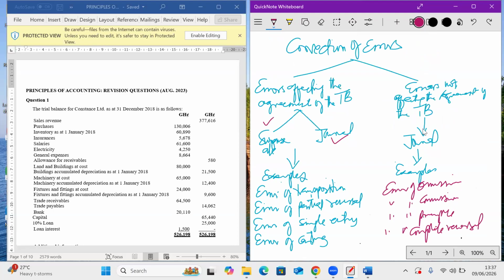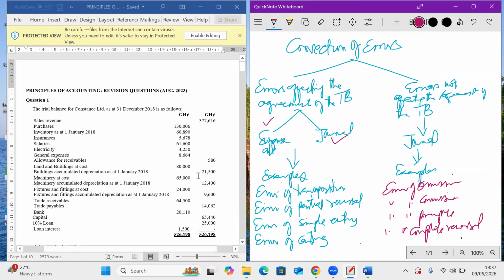Now, when the error does not affect the trial balance, you don't use suspense. You only record it in a journal. When the error affects the agreement of the trial balance, you need a suspense, and you also record it in the journal. Do we get it? Yes.